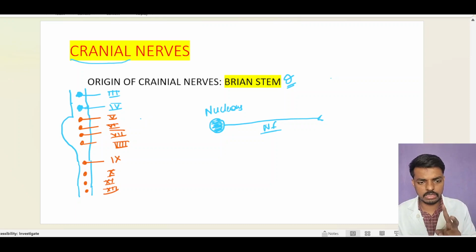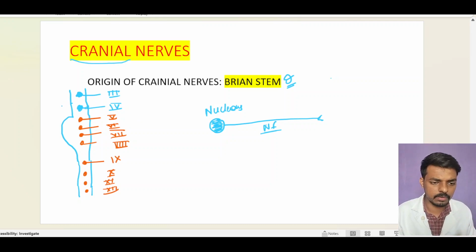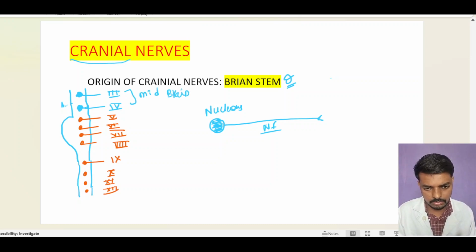So the 3rd and 4th cranial nerves originate from the midbrain. Okay, from the midbrain. Very important point. And cranial nerves number 5, 6, 7, and 8, these four nerves originate from our pons.